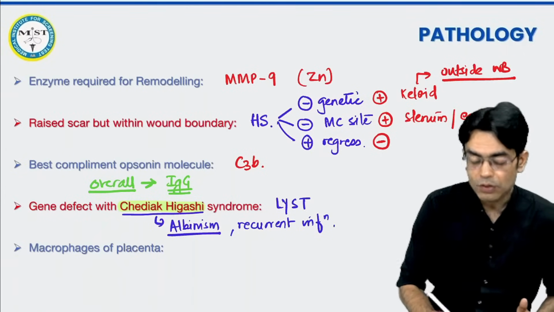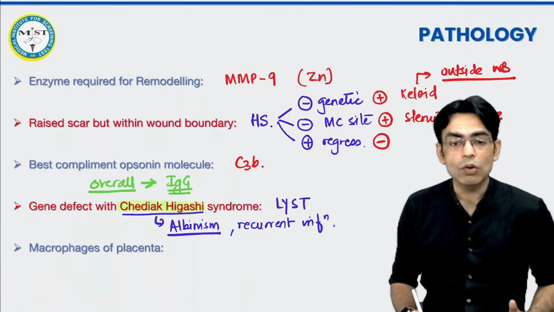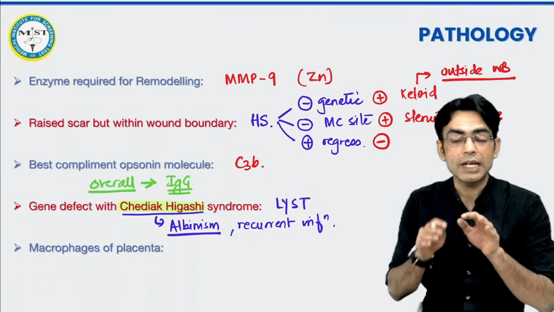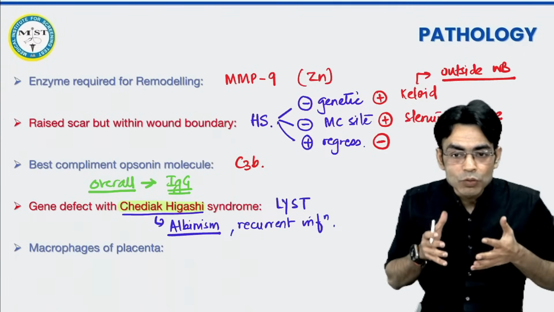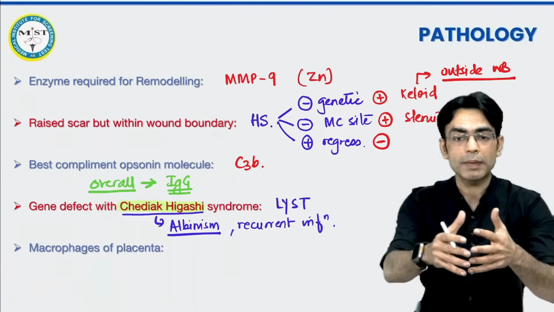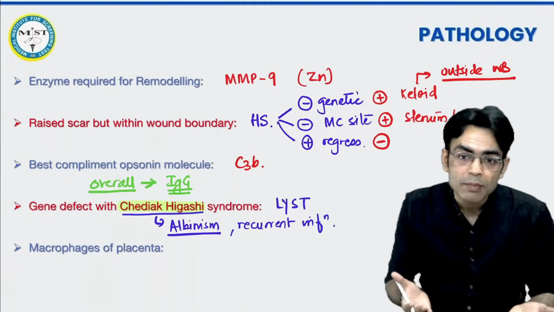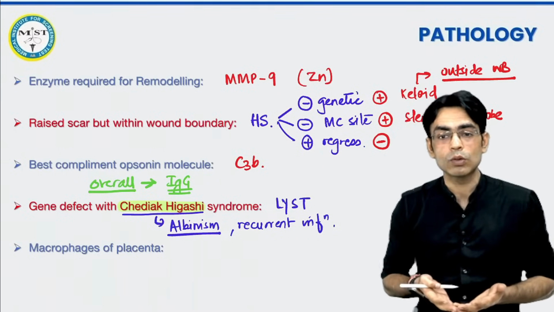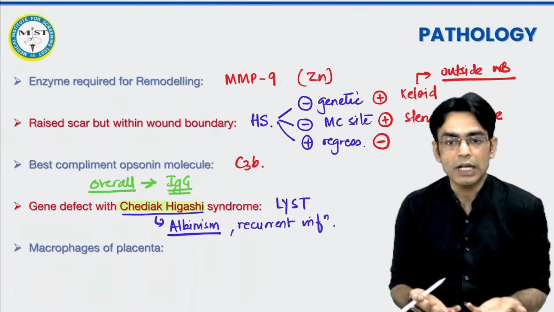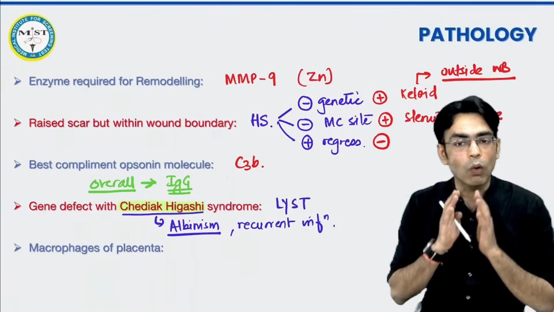क्यों recurrent infection हो रहे हैं? Because Chidiac Higashi syndrome, this Chidiac Higashi syndrome, it is a defect in engulfment. So when the WBC is not able to engulf the pathogen properly, will the WBC be able to kill the pathogen? जब engulf ही नहीं कर पा रहे हो भाई, तो killing कहाँ से होगी? जब killing नहीं होगी तो infection होता रहेगा बार बार. So recurrent infection will always be there.